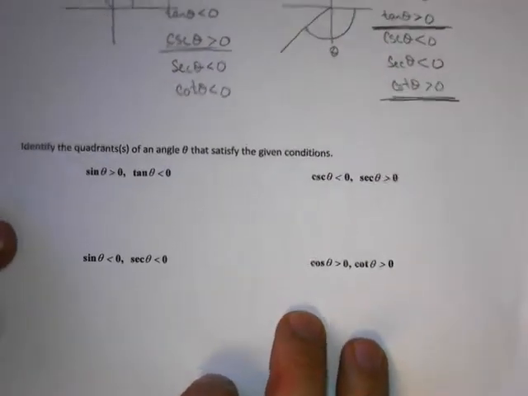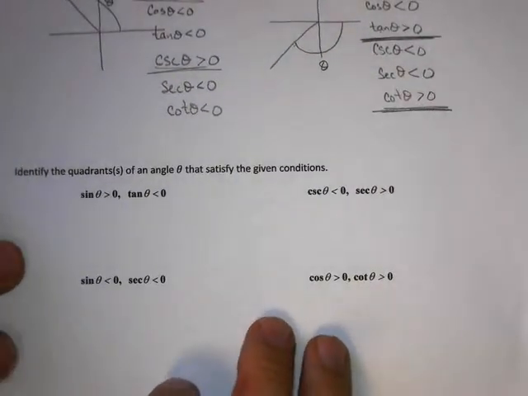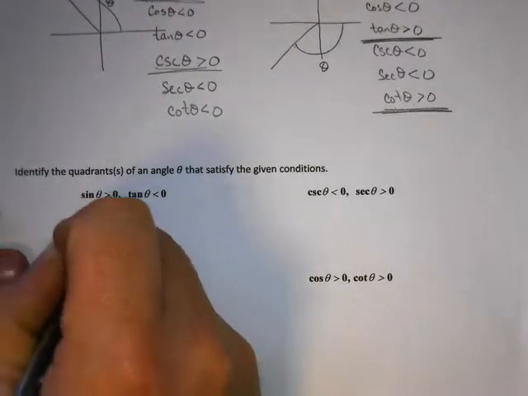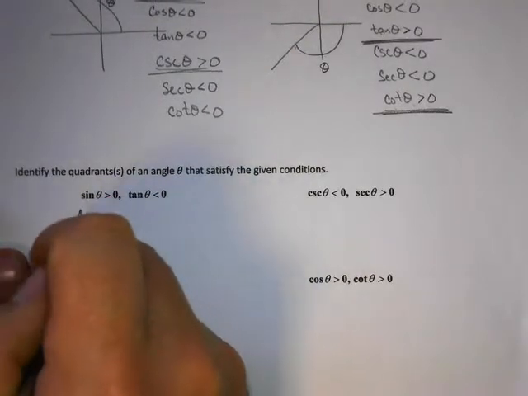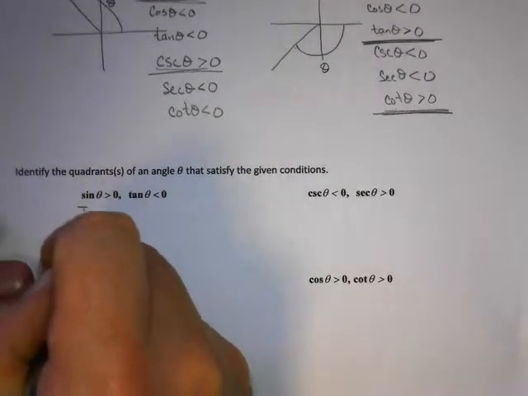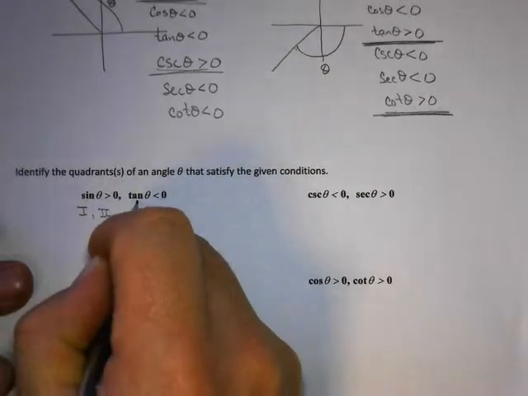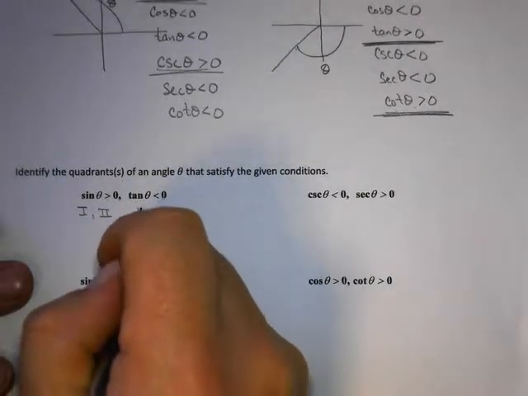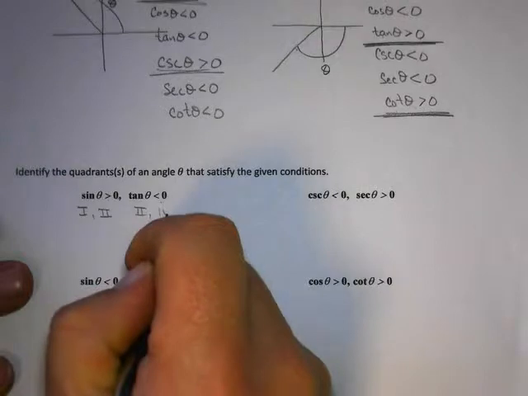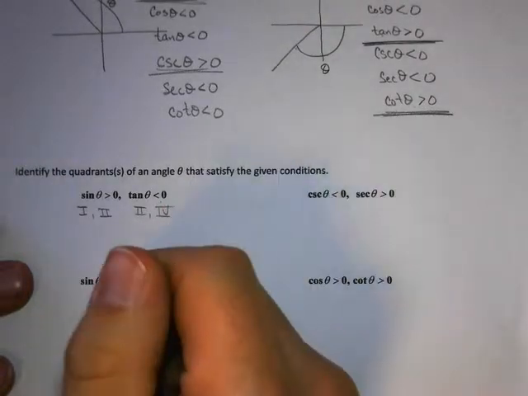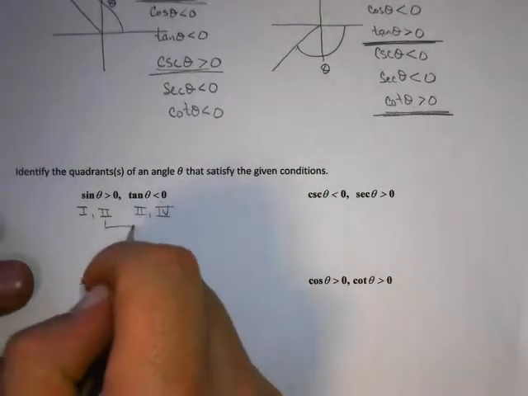So now if we're looking to identify the quadrant, where is sine greater than 0? Where is sine positive? That's in 1 and 2. Where is tangent negative? That's in 2 and 4. It's positive in 1 and 3. So where are they both true? In quadrant 2.